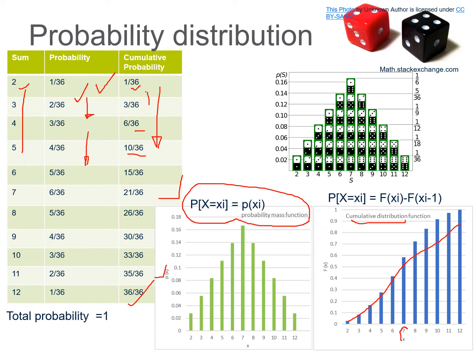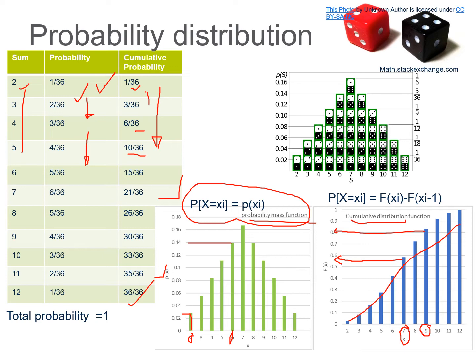So this is the outcome. Outcome is 7, and the cumulative value is 0.5 something, right? Similarly, what is the probability of getting 9 or less? And you can read from here. Whereas if you read this probability mass function, you can directly read what is the probability of getting 6. Probability of getting 6 is 0.14. The probability of getting 2 is 0.03, right?